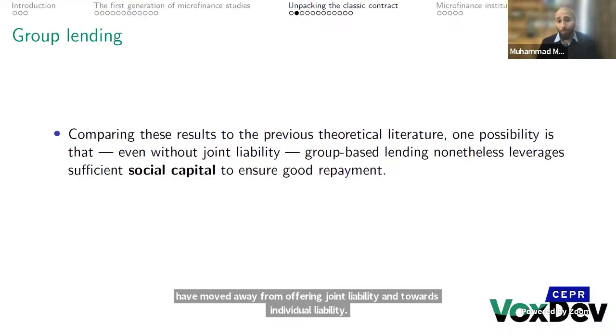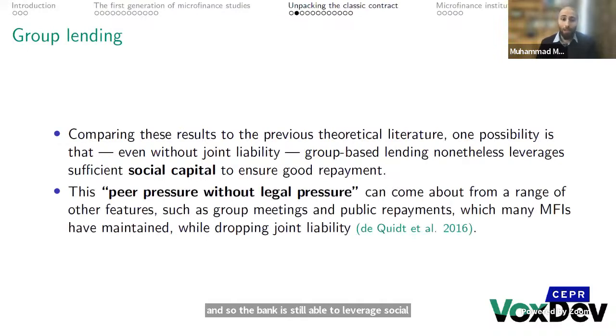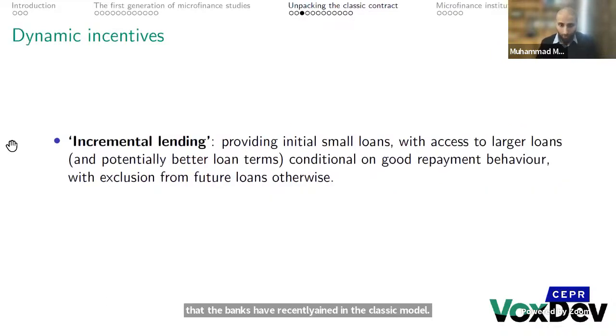Well, although many banks have moved away from offering joint liability and towards individual liability, they've retained many elements of the group lending model. So this includes public repayments, group meetings. And so the bank is still able to leverage social capital to ensure good repayments. And so there's an element of peer pressure without necessarily having legal pressure. And so now we'll talk about a few more of the features that the banks have retained in the classic model while removing joint liability.